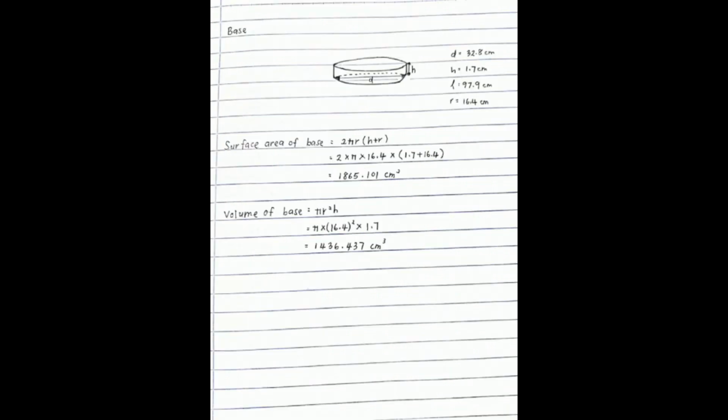For the last shape, which is the cylinder, we call it the base. So for the surface area, we use the formula 2 pi r in the bracket h plus r, and then we just put the measurement in the formula, and we get the surface area 1865.101 centimeter square. For the volume, we use the formula pi r square h, and we just put the measurement into the formula, and we get 1436.437 centimeter cube.